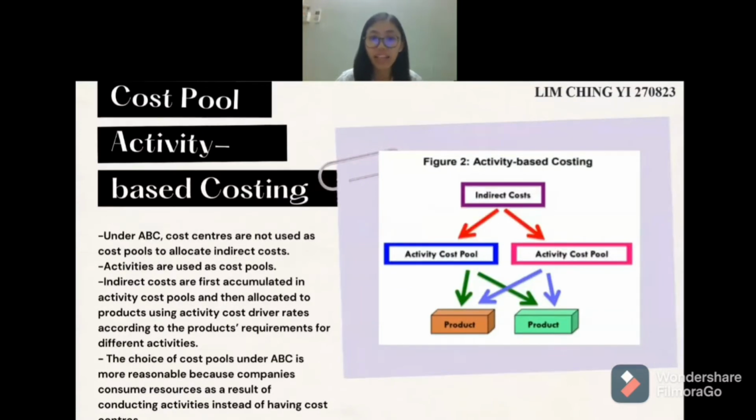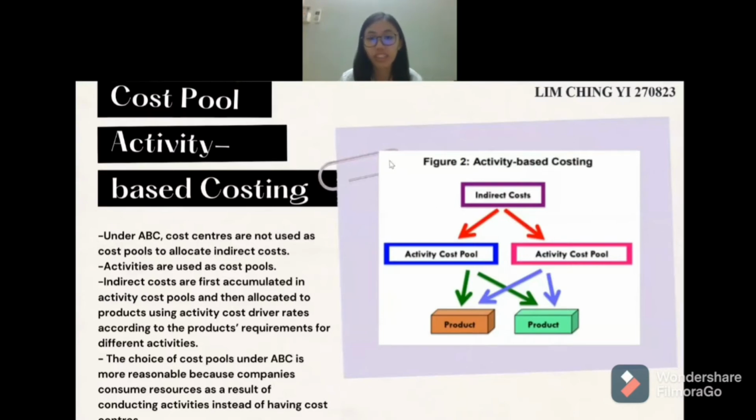Next, under ABC, cost centers are not used as cost pools to allocate indirect costs. Instead, activities are used as cost pools. Indirect costs are first accumulated in activity cost pools and then allocated to products using activity cost driver rates according to the product's requirement for different activities. Figure 2 shows the process.